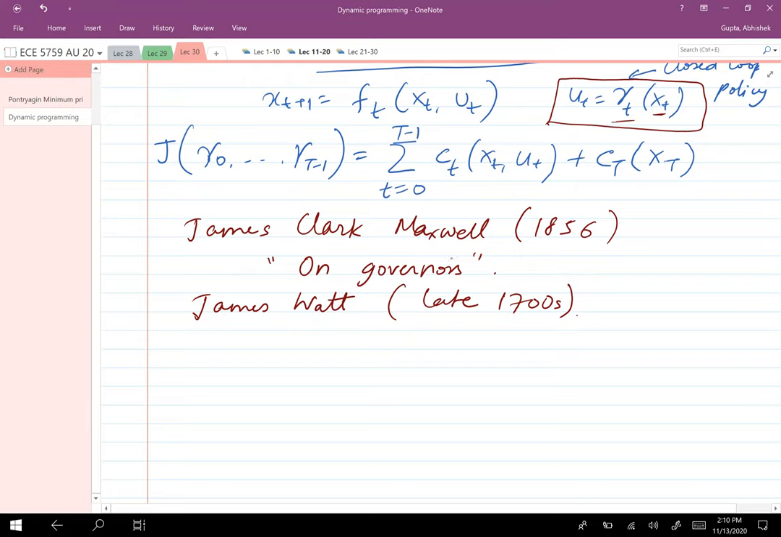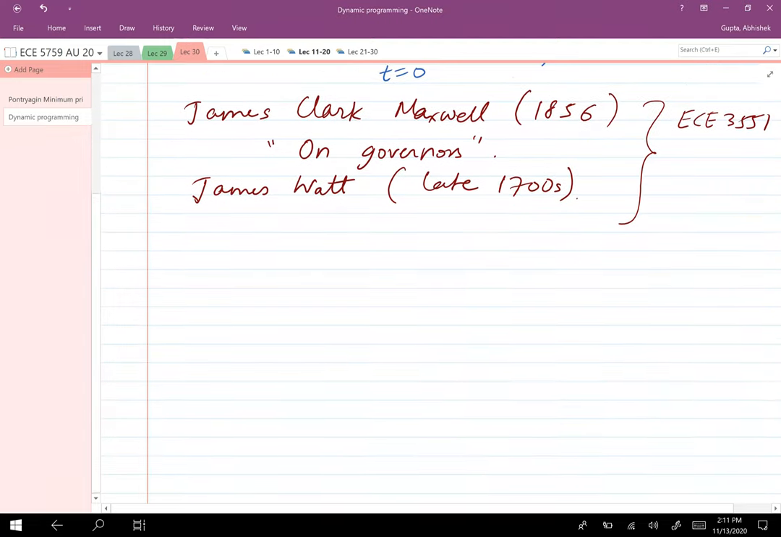So the goal is, they weren't interested in optimization, they were just interested in understanding the underlying principles for closed loop control. Of course, you study in ECE 3551 some of those principles that were developed starting 1856 all the way to the 1940s. And now in this particular class, we are learning how to optimize. So we are not just interested in understanding the stability of the system. We actually are interested in knowing how to optimize the performance of the system.